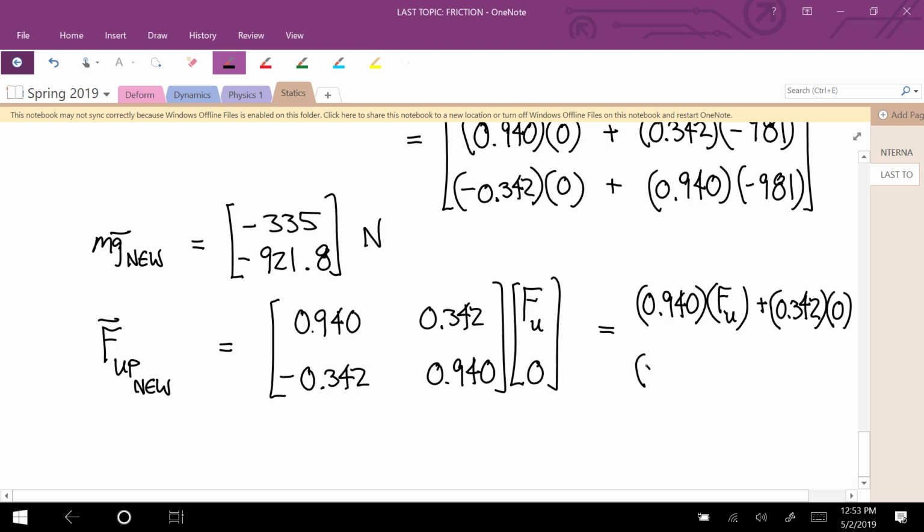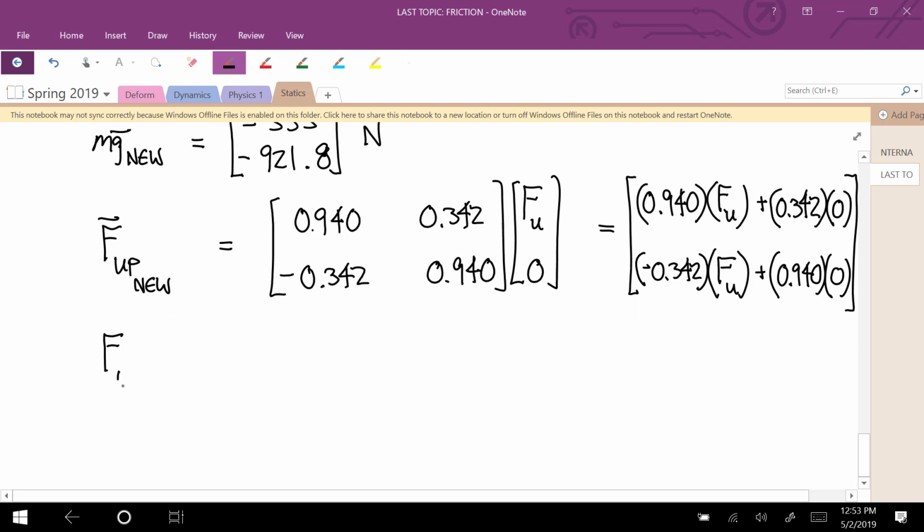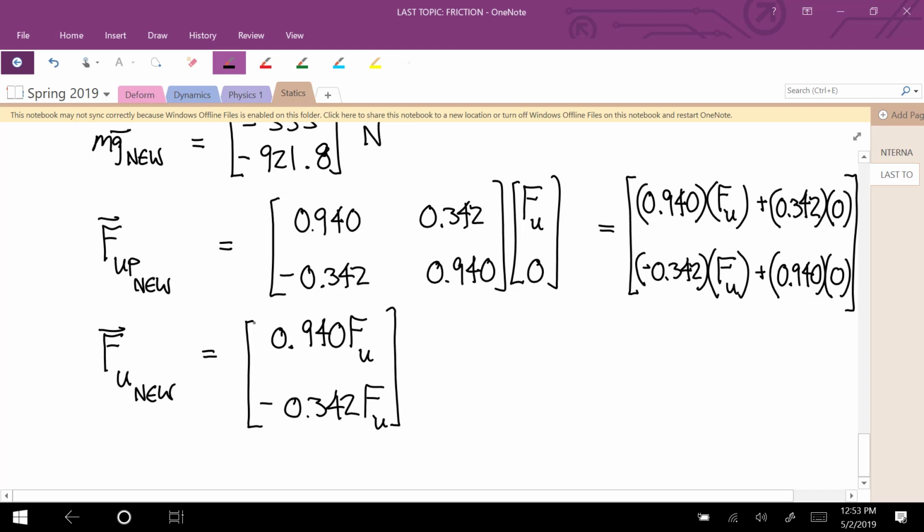And then negative 0.342 times Fu, plus 0.940 times 0. And you come up with a force up the ramp in the new coordinate system of 0.940 Fu, and for the y component, negative 0.342 Fu. Or if you don't want to do it that way, just set up the right triangle trigonometry and do it the way you did it in physics one. They both give you the same answer.